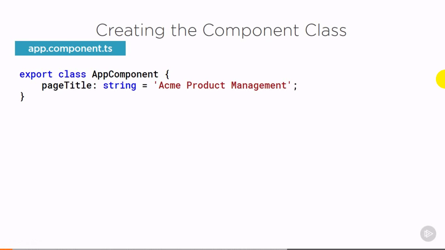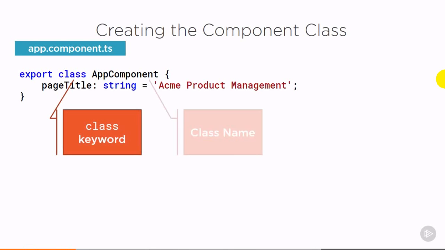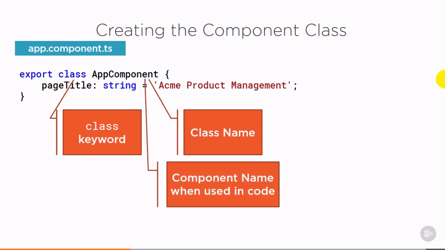If you have done any object-oriented programming in languages such as C#, VB.NET, Java, or C++, this code should look familiar. A class is a construct that allows us to create a type with properties that define the data elements and methods that provide functionality. We define a class using the class keyword, followed by the class name. A common Angular convention is to name each component class with the feature name, then append the word component as the suffix. Also by convention, the root component for an application is called app component, as shown here. This class name is used as the component name when the component is referenced in code.